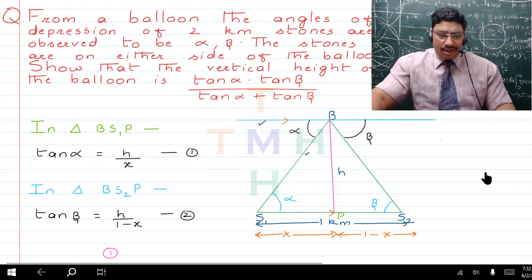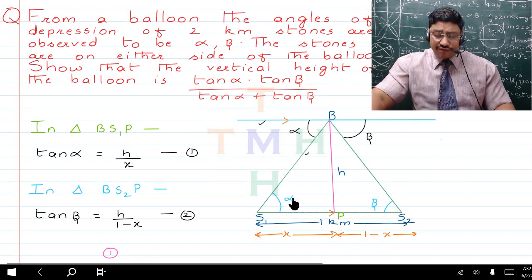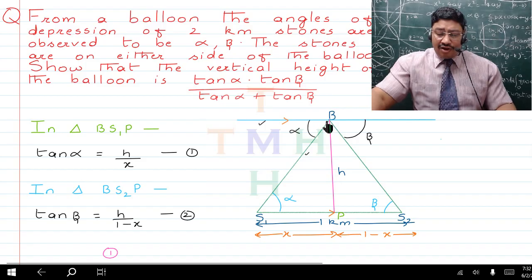It's going to be 1 kilometer. And further, we've been told that if from the first balloon the 1st kilometer stone is seen, then the angle of depression is alpha, and the 2nd kilometer stone, if it is watched from the top of the balloon, the angle of depression is beta. So what is the angle of depression?